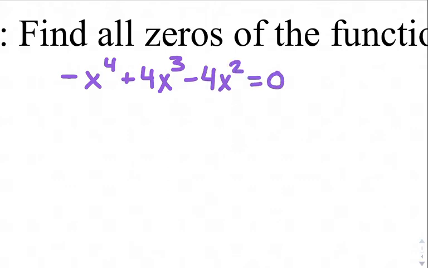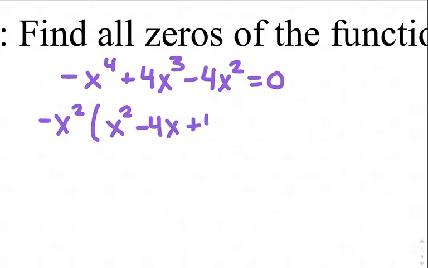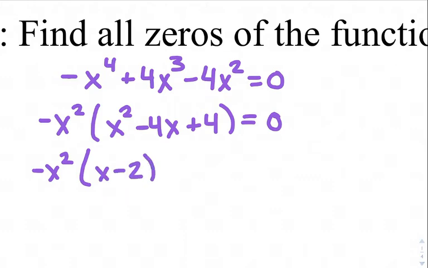Since I have three terms and it goes x to the fourth, x to the third, x squared, I'm going to take out a GCF. I'm going to take out a GCF of negative x squared, so my leading term is going to be positive. I'm left with x squared minus 4x plus 4. Now I can factor what's in parentheses. Two numbers that multiply to 4 but add up to negative 4 are negative 2 and negative 2.